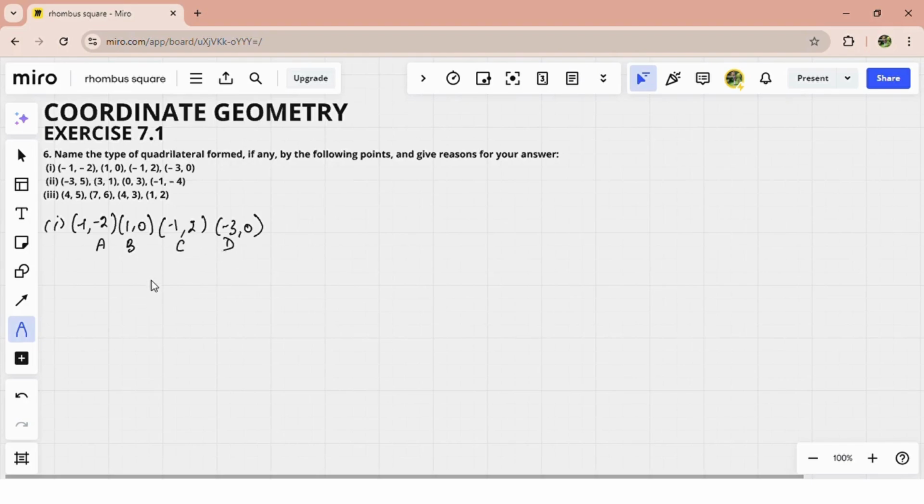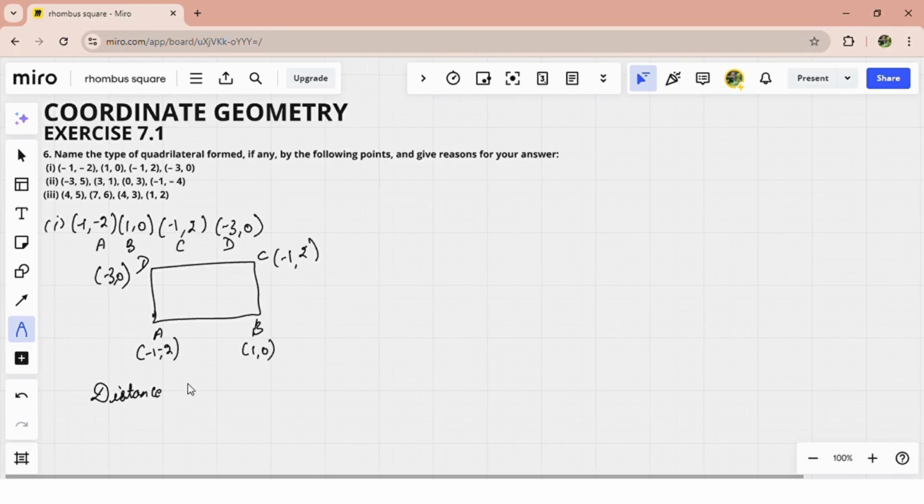Okay. So let's consider this is a quadrilateral. You have to find which shape the quadrilateral ABCD is. So the point A is (-1, -2), B is (1, 0), C is (-1, 2) and D is (-3, 0). With the distance formula, I'm going to find distances AB, BC, CD and DA.